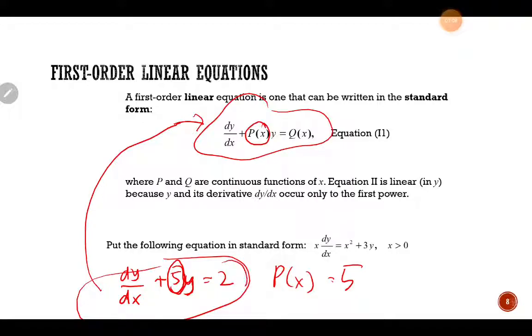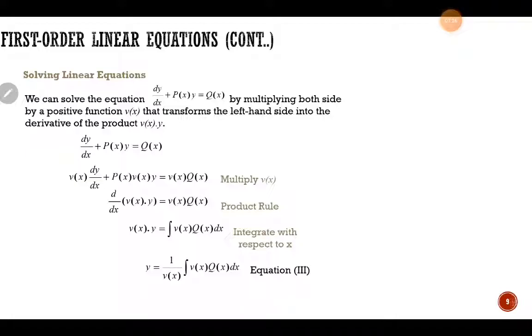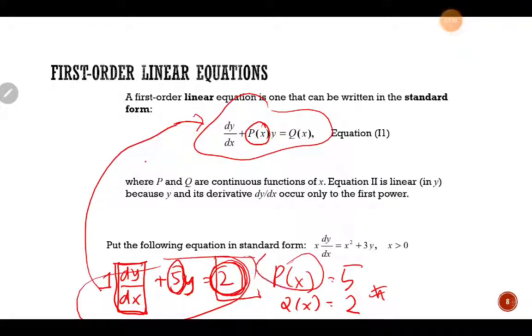And on your right hand side, as long as the coefficient of dy/dx is 1, whatever you have on the right hand side without y becomes your Q(x). So here, Q(x) equals 2. Okay, alright, so next.